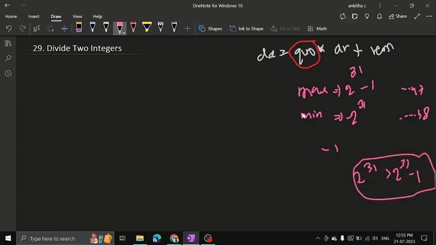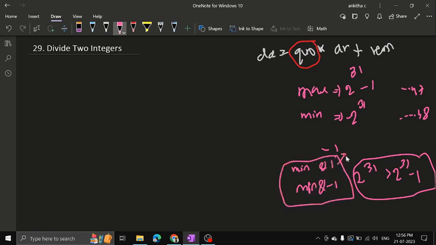Other case we need to handle is when they have given integer minimum and divisor is 1. In such case, directly return the integer minimum. So those are the two cases. So int minimum and divisor is 1, and int minimum and divisor is -1.